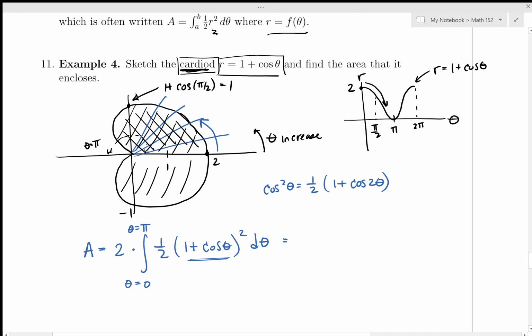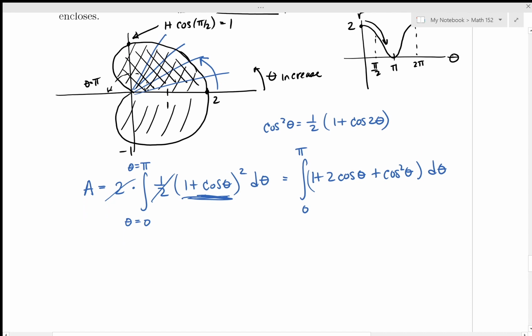Okay, so let me expand this thing right here. I'm still going from 0 to pi, and the 2 and the 1/2 cancel out. That's nice. And I'm expanding this thing here, so I get 1 plus 2 cos theta plus cos squared theta d theta. Now I've got 3 integrals to do, but before I do anything, I'm thinking cos squared, not so easy just to integrate. What would be the integral of cos squared? I don't easily see that. I see it much easier to integrate cos 2 theta, so I'm going to use that trig identity.